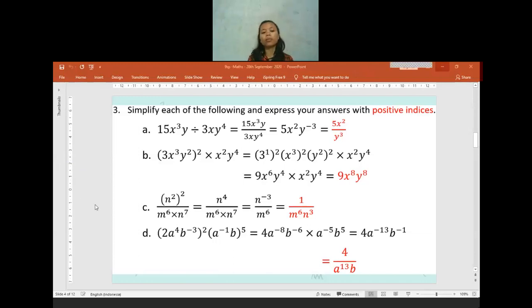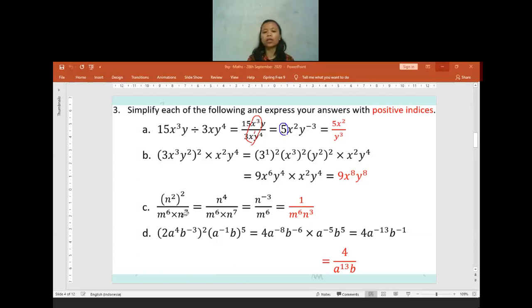But if you already feel comfortable without changing them into a fraction, it's also okay. So now we can simplify 15 divided by 3. It will equal 5. For the x, as you can see, you have x to the power of 3 divided by x. When it is only x, it means the x has a power of 1. x to the power of 3 divided by x to the power of 1. Division, we subtract the powers.